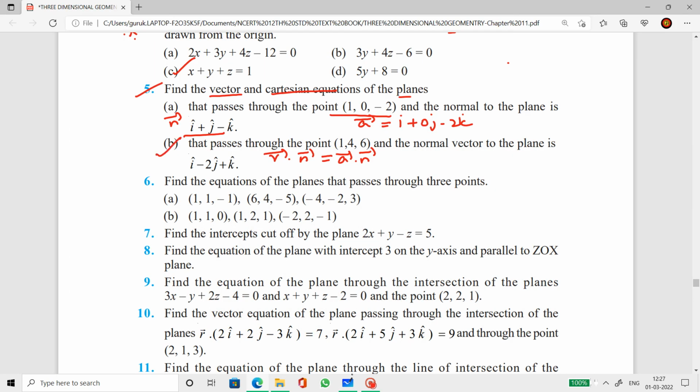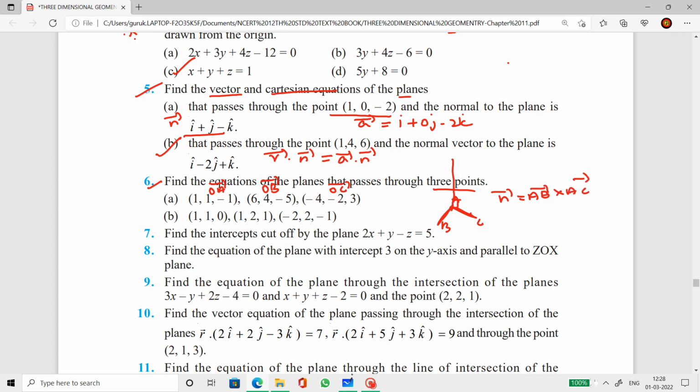Now 6.1. Find the equation of the plane that passes through 3 points. Well, consider one as OA, the other as OB, and the third as OC. Now consider one of the points as a point of reference. I took A. So find AB vector, which is OB minus OA. Find AC vector, which is OC minus OA. Then find the normal vector, which is AB vector cross AC vector.